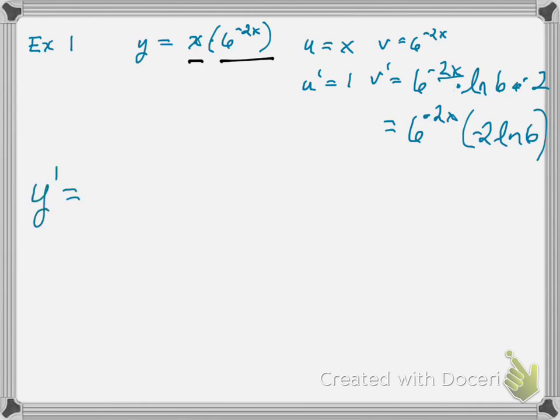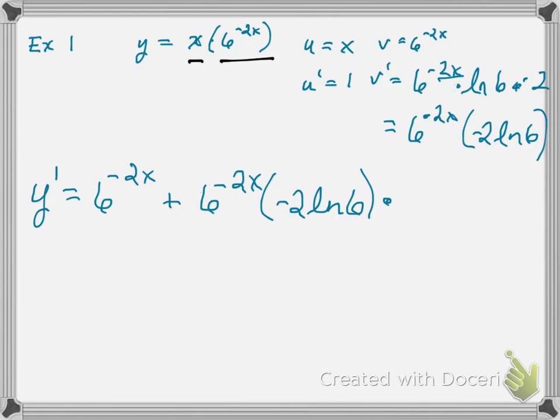So my y prime is going to be u prime v plus v prime u. So u prime times v is just 6 to the negative 2x power plus v prime u. Here's my v prime, here's my u. So I'm basically just taking x times all of this. So I've got 6 to the negative 2x times negative 2 ln 6 all times x.